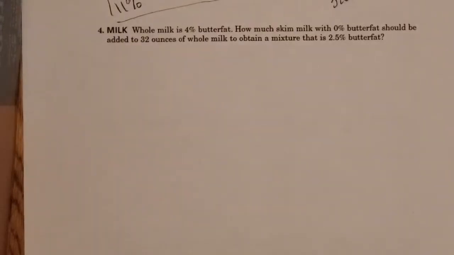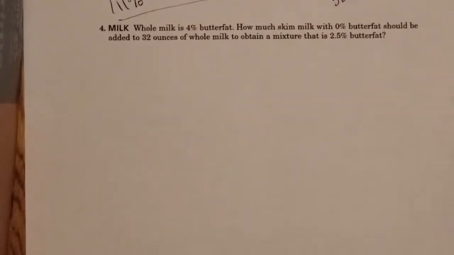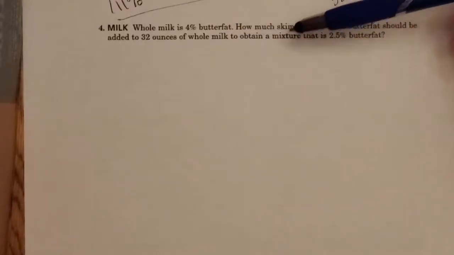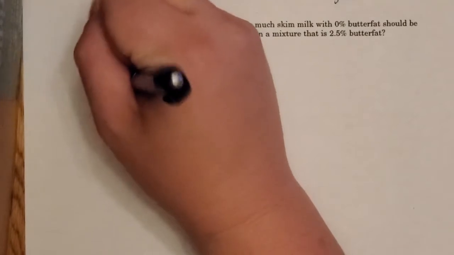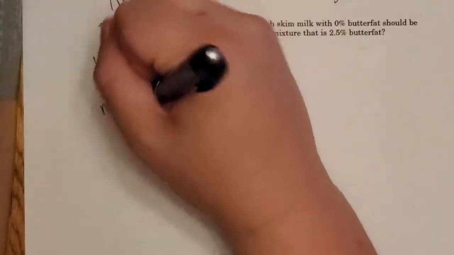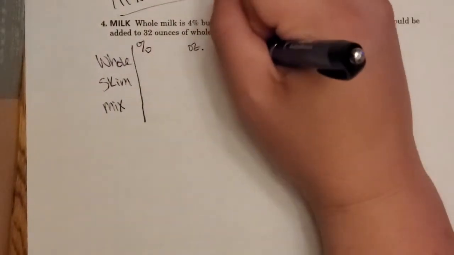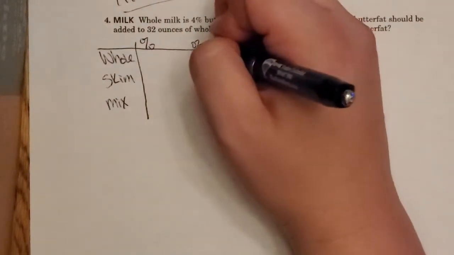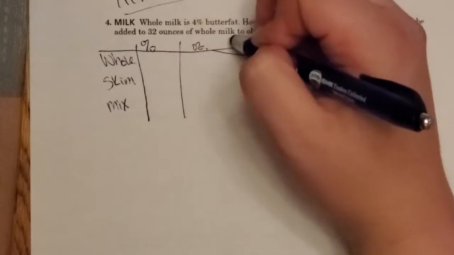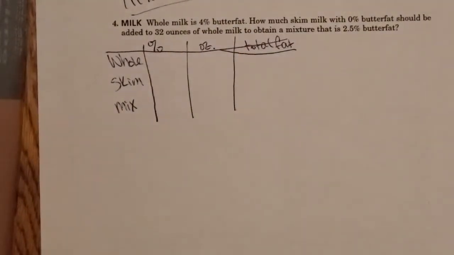The last problem we have is about milk. So we have whole milk is at 4%, skim milk is at 0%, and we have 32 ounces of whole milk. We want to have a mixture of 2.5%. So whole, skim, and our mixture. We're going to have our percent, our ounces, and our total fat. Go ahead and fill out your chart right now.